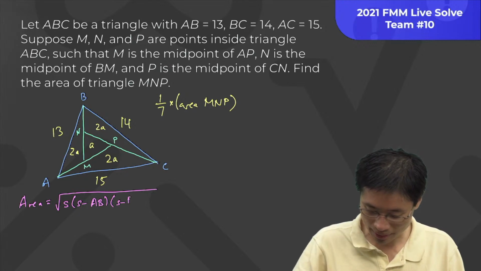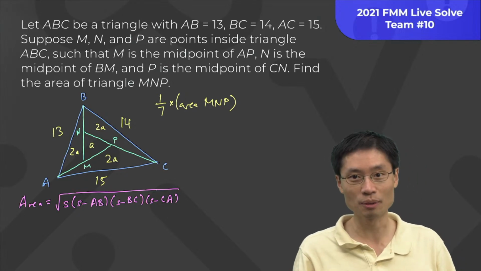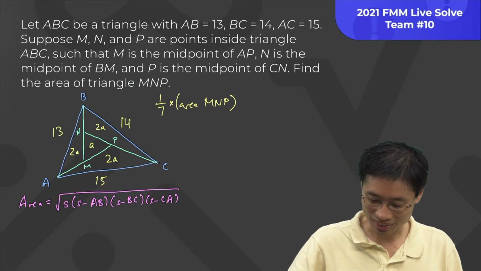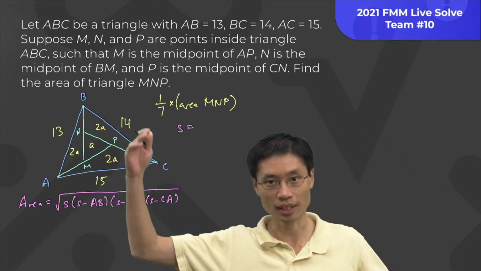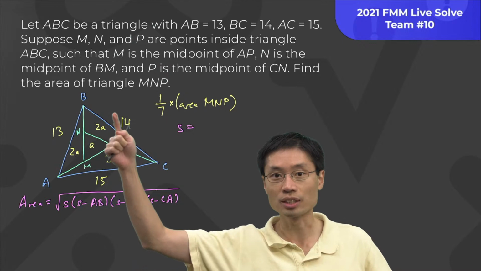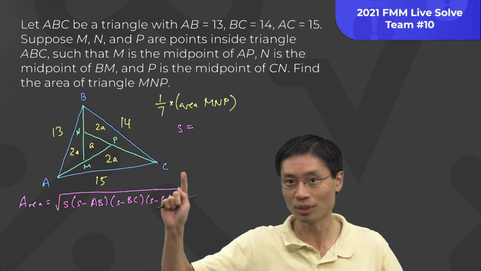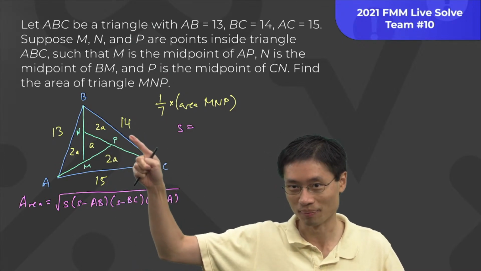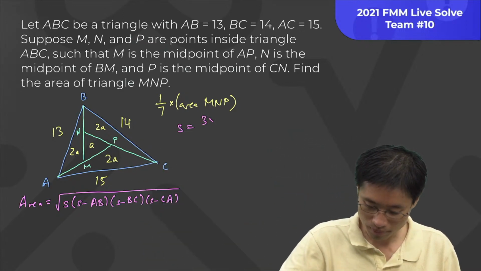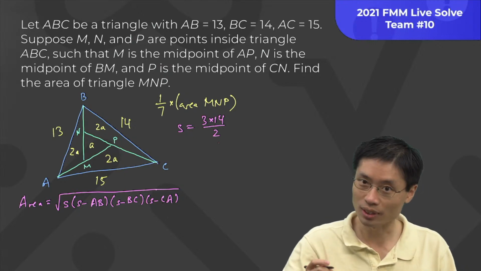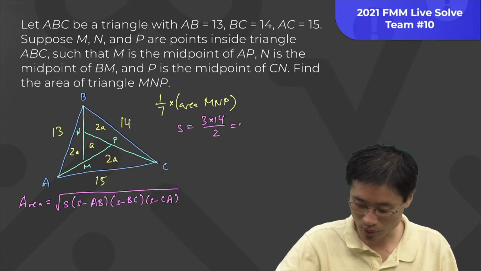Semi-perimeter minus BC length. Semi-perimeter minus CA length. Okay, so what's the semi-perimeter? Let's find out. The semi-perimeter is equal to, add up the 3 and divide by 2. If I add up 3 consecutive numbers, the sum is always 3 times the average, which is 3 times the middle. So that's 3 times 14. Semi means divide by 2. Oh, that cancels. 14 divided by 2 is 7. So that's just equal to 21.